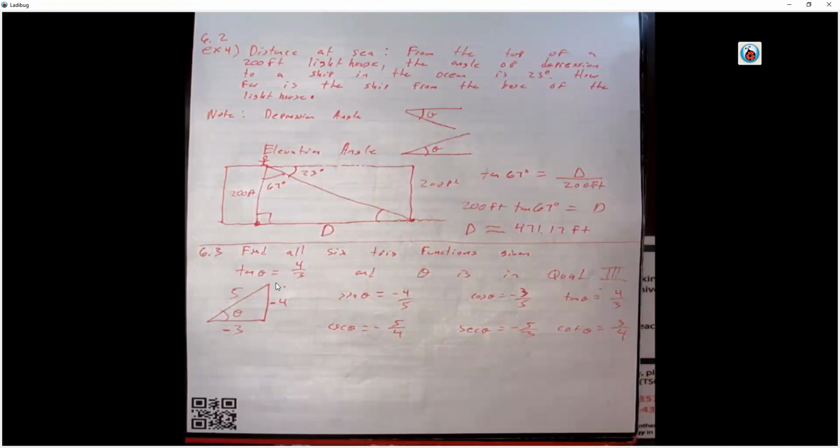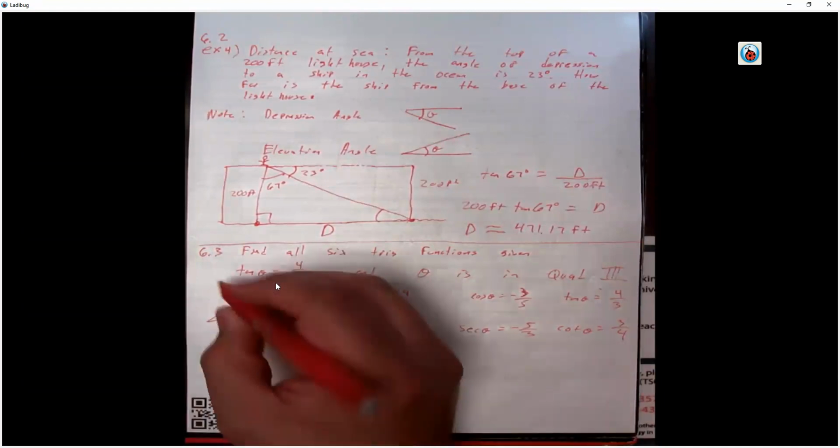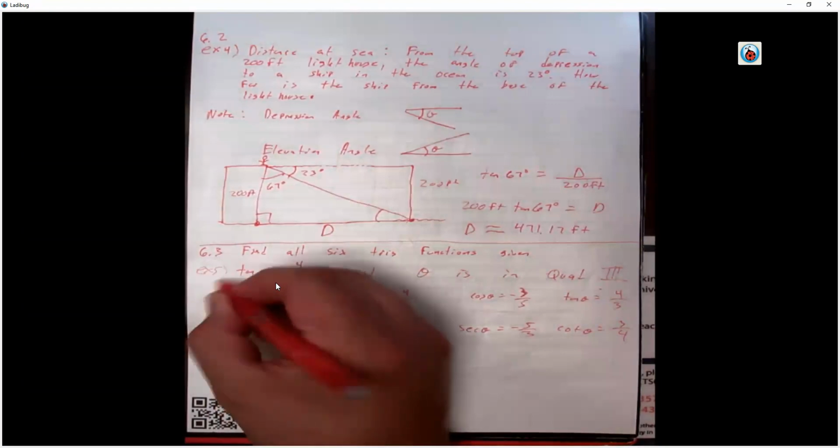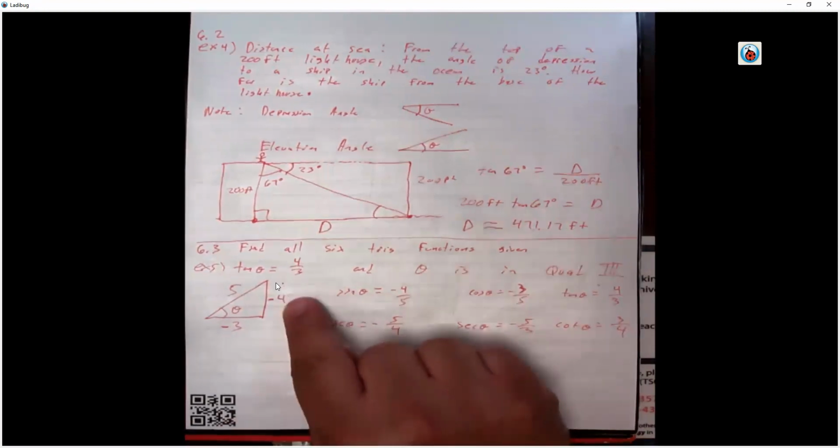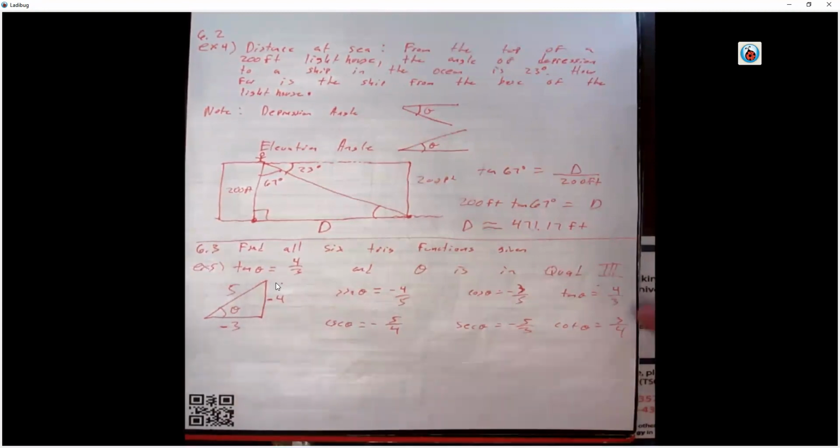Any questions on this one? Example 5. Oh, sorry. How come 10 is positive? Because you're going to divide negative by negative. Oh, so it turns it into positive.